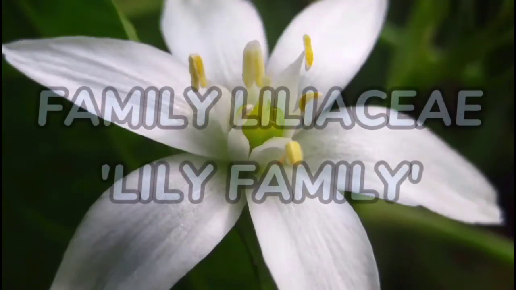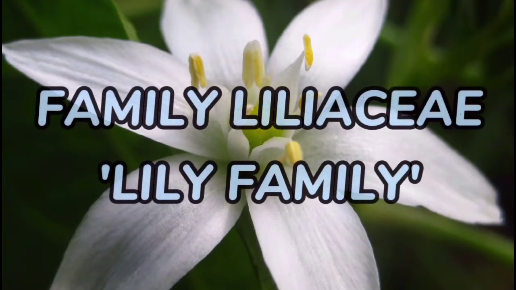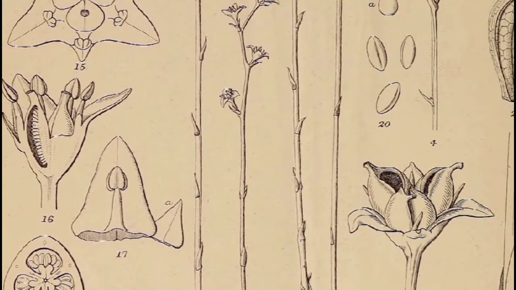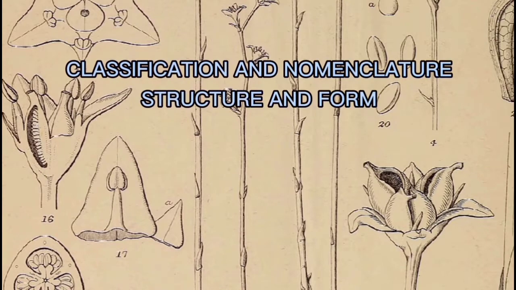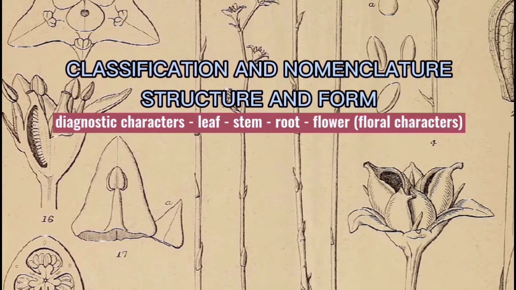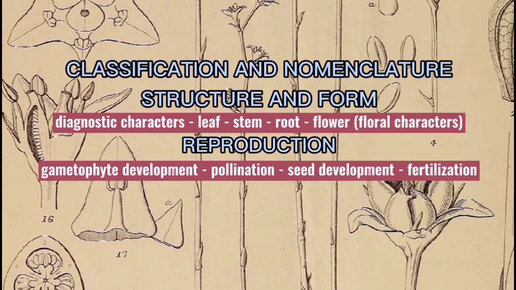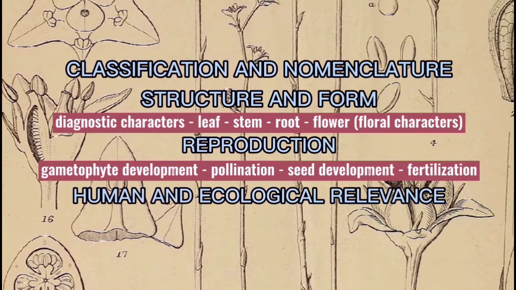Hello everyone. The topic that I'm going to discuss is about the family Liliaceae, or simply the Lily family. This covers its classification and nomenclature, structure and form, including its diagnostic characters, its leaf, stem, root and flower, reproduction, including its gametophyte development, pollination, seed development and fertilization, and lastly, human and ecological relevance.